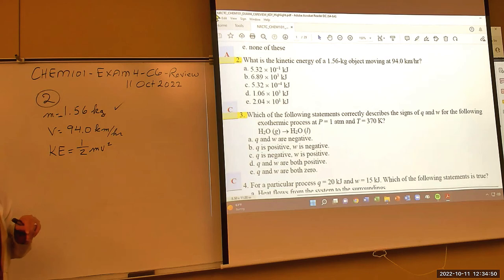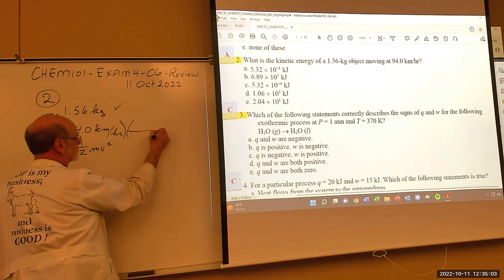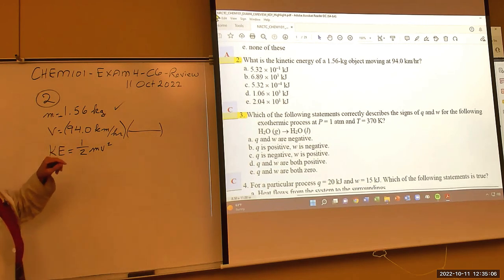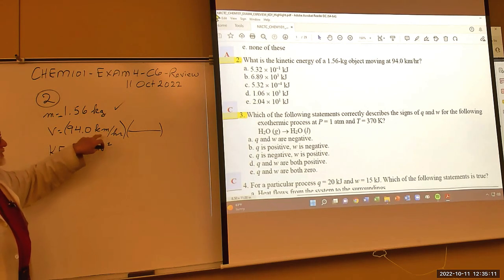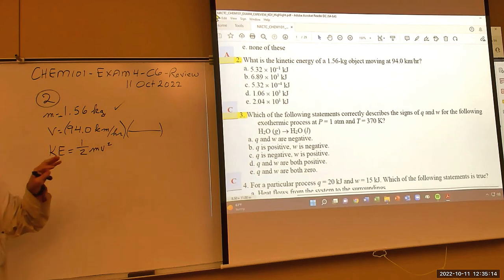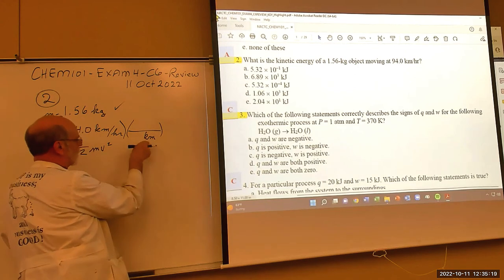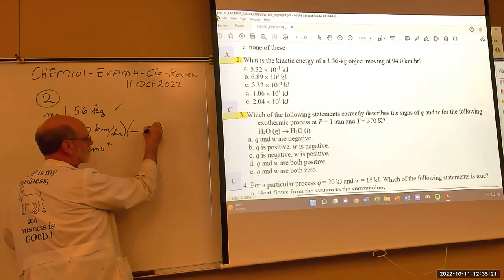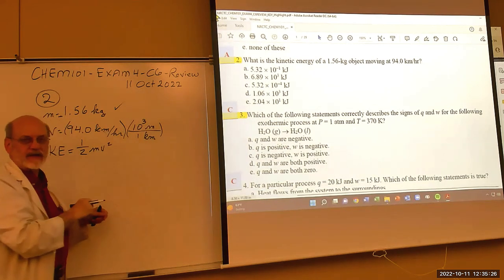What's the fundamental unit for length? Meter. Fundamental unit for time? Second. So velocity is meters per second, so this needs to be converted to meters per second. When you've got two different units that need to be converted, do one of them at a time. Let's take kilometers first. Kilometers on the bottom to cancel out, meters on the top, 1,000 meters in a kilometer. Meters is done.